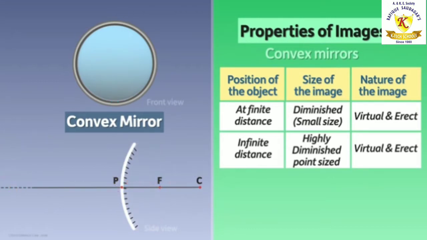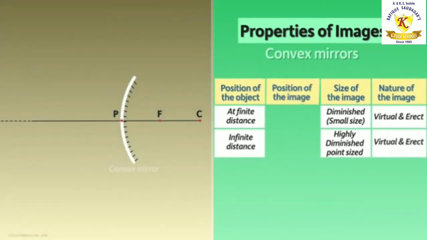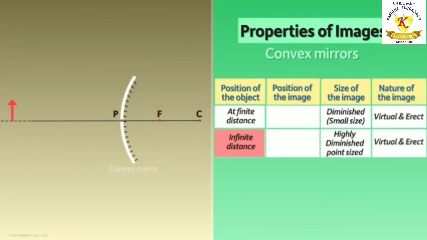We will now represent the image formed by a convex mirror using a ray diagram. Let's draw a ray diagram for this case first. This is when the object is at infinity. Our object will be the usual, an arrow, and suppose it is at infinity.